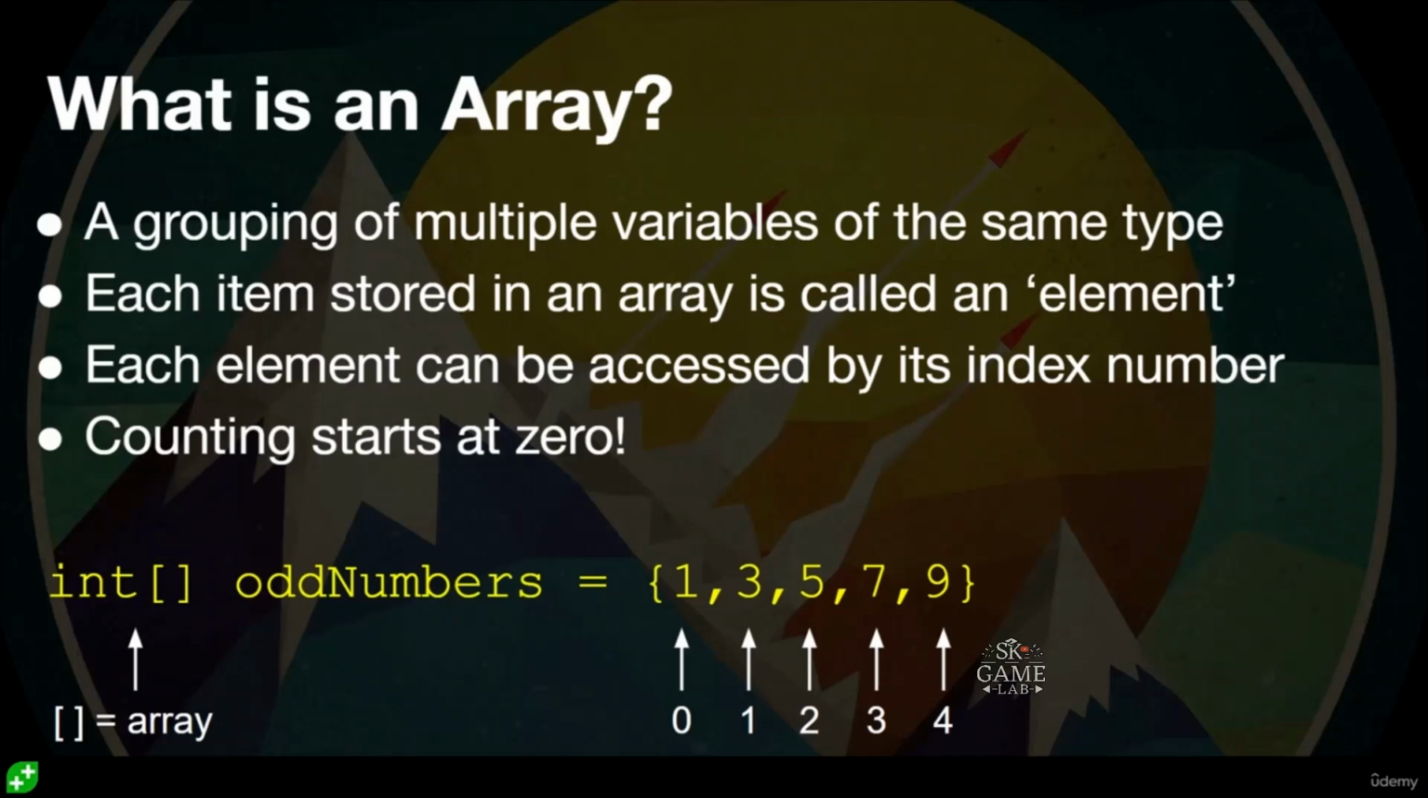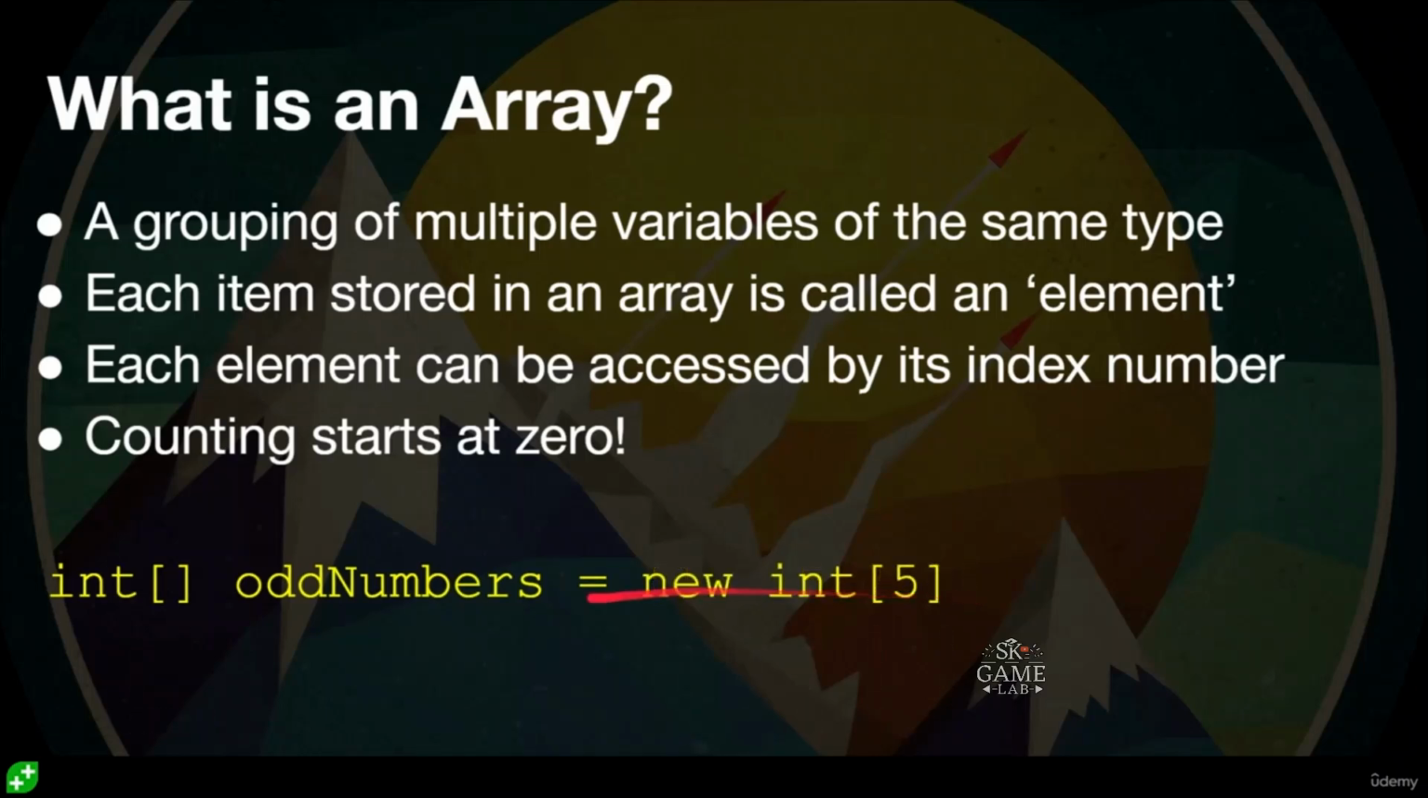Now, this isn't the only way to initialize an array, so we don't necessarily always know what values we want to place in the array. And when that happens, what we can do is we can initialize it like this. So the front is exactly the same. We've still got an array of integers called odd numbers, but now we're initializing it as a new array of integers with a size of 5. So we're saying that this array will have 5 slots, if you like, 5 elements contained within it.